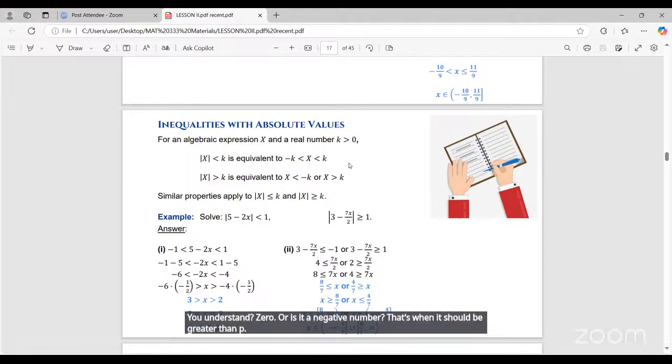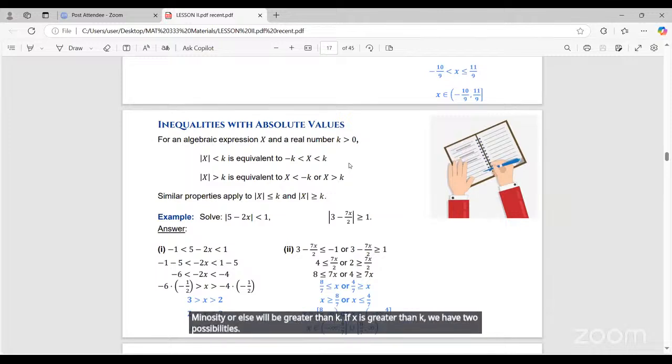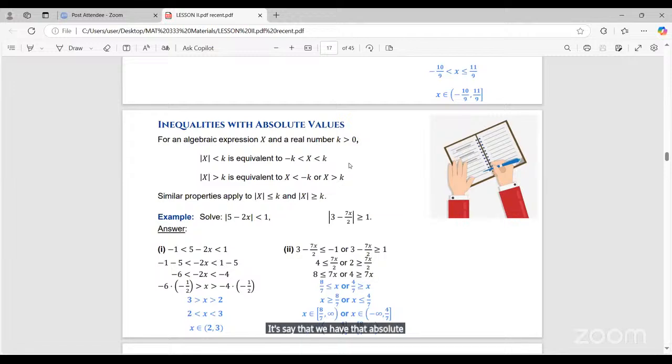That's why they put x will be strictly less than minus k, or x will be greater than k. If x is greater than k, we have two possibilities. It is either we have that absolute value to be 0, and when it is 0, it has just one solution. If it is less than 0, it doesn't have a solution. Do you get what I'm saying? No, ma. I don't get it.